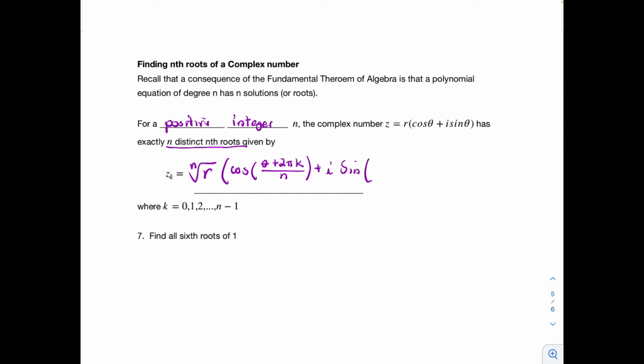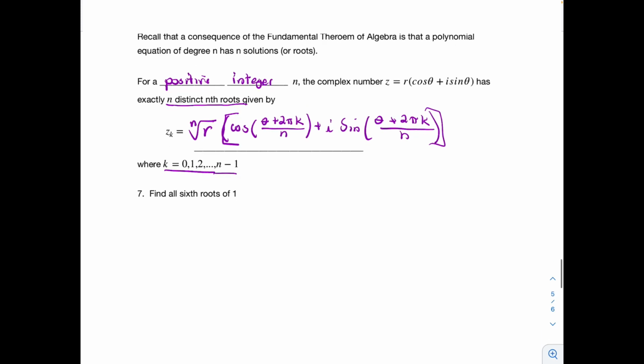Okay, k is just an integer: 0, 1, 2, 3, etc., as we go around the unit circle. We'll start with 0 times around the unit circle, then 1 time, then 2 times, etc. And n is the number of roots. Now we will repeat this to find all the roots until we get to k equal to n minus 1, so 1 less than the number of roots we're looking for.